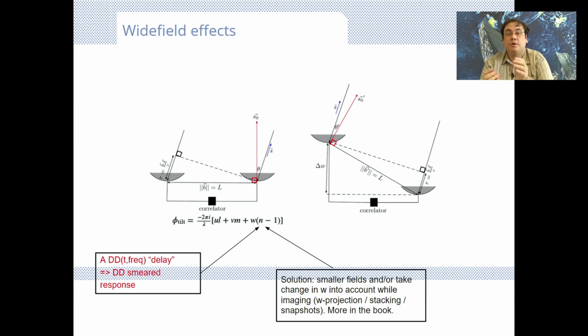So we can do W projection, for instance, coupled with faceting, as we do in the facet imager, or any other combination of these techniques.